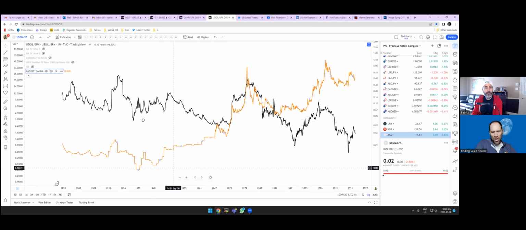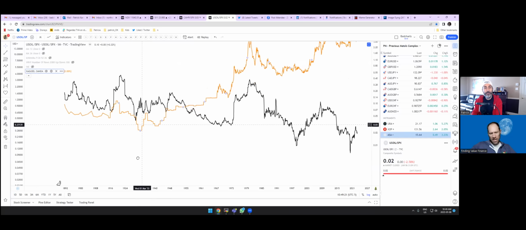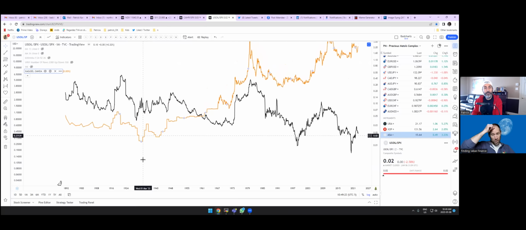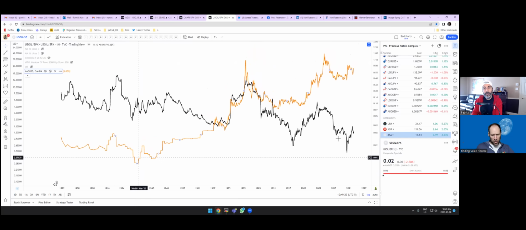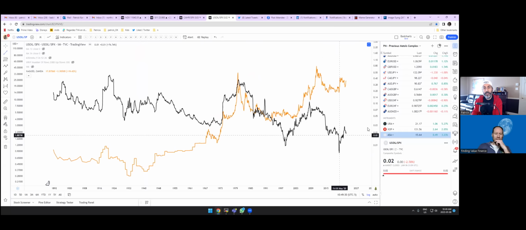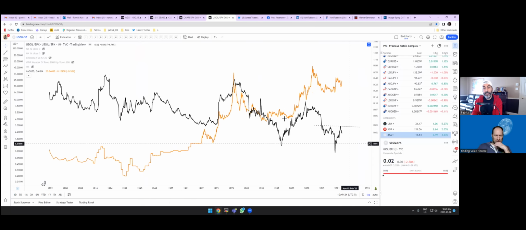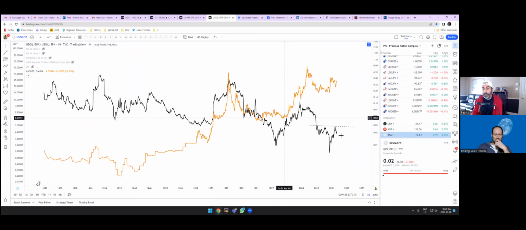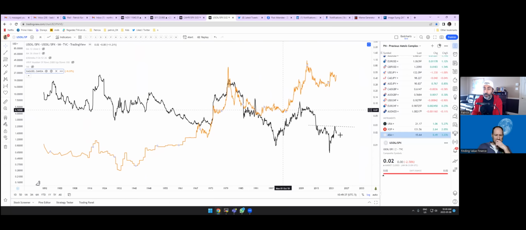The one thing I noticed here on the oil, the black lines, if you draw a line across, you have an inverted head and shoulders. It's a massive one, going from 2015 or so to the right. That's what I've been tracking. A potential beautiful inverted head and shoulders setup. It's massive.